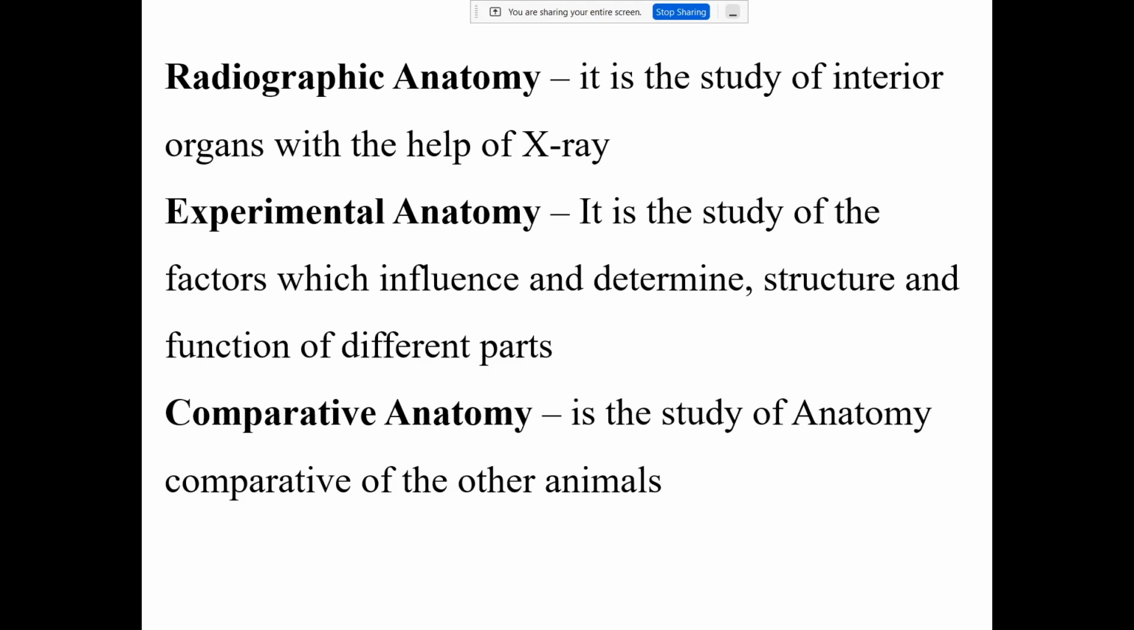Then again, we go for experimental anatomy. Experimental anatomy is particularly related to some research work. So we study those particular factors and influences, and determine how it helps, how it develops, how it changes, and how it functions in different aspects and different parts.